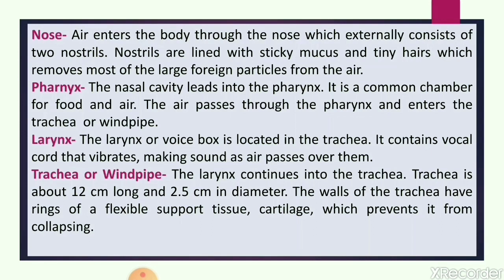The walls of the trachea have rings of a flexible support tissue, that is cartilage, which prevent it from collapsing. And cells lining the trachea also have cilia. Cilia means tiny hairs. So the cells of the trachea have tiny hairs which help to prevent germs and harmful substances from entering the lungs.